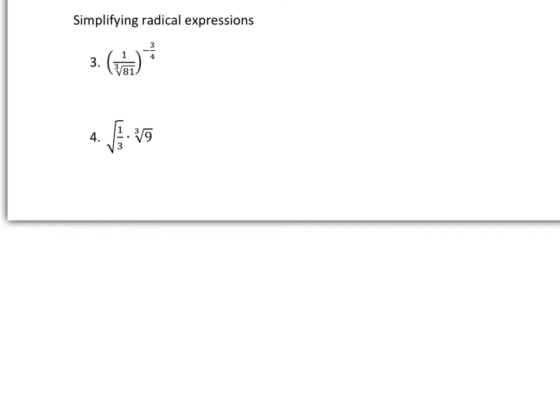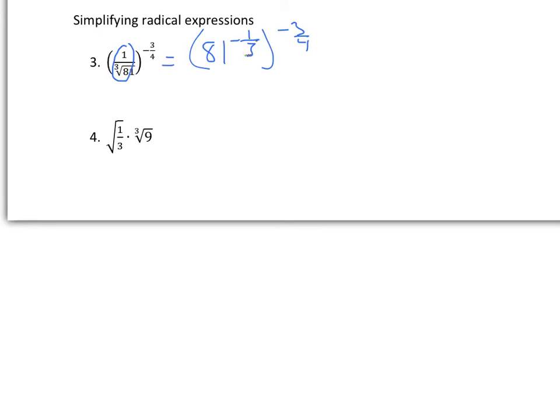Now you can simplify radical expressions as well. This one, we've got all kinds of messed up stuff going on. Okay, I don't want to do that negative 3/4 power right now. What I'm going to do is I'm going to rewrite this in exponential form, and that'll make it much easier for me. So I can rewrite that as 81 to the negative 1/3 power to the negative 3/4 power. Okay, so 81 to the negative 1/3 power.